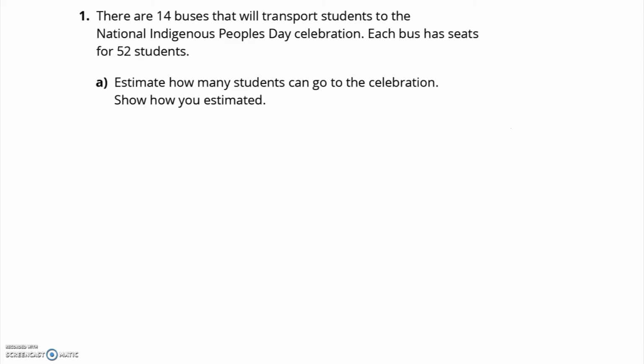There are 14 buses that will transport students to the National Indigenous Peoples Day celebration. Each bus has seats for 52 students. We're to estimate how many students can go to the celebration, and then show how we estimated it.